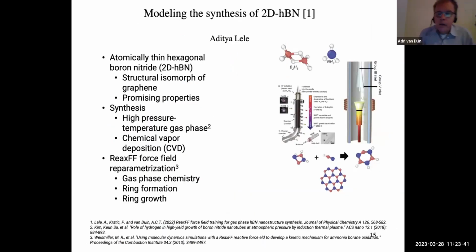Okay, let me go back to some recent work on 2D materials. This was some work from Aditya Lele. He got his PhD from my group last year. One of the projects he worked on was the growth of 2D boron nitrides. One of the ways to synthesize these materials is to use chemical vapor deposition, where you use feedstock like NH3 and B2H6, you heat them up, and if you get the right conditions, you can then grow some boron nitride sheets out of those.